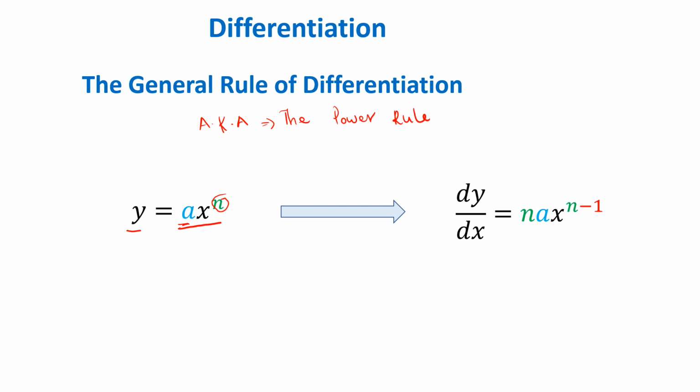So we can see that this power n has been multiplied by the coefficient before the independent variable. And then the power on the independent variable is reduced by 1. Hence, the name, the power rule, because the operations are basically being performed on the power.